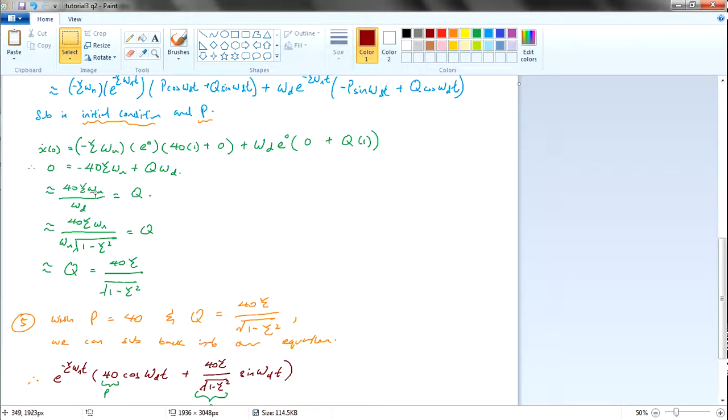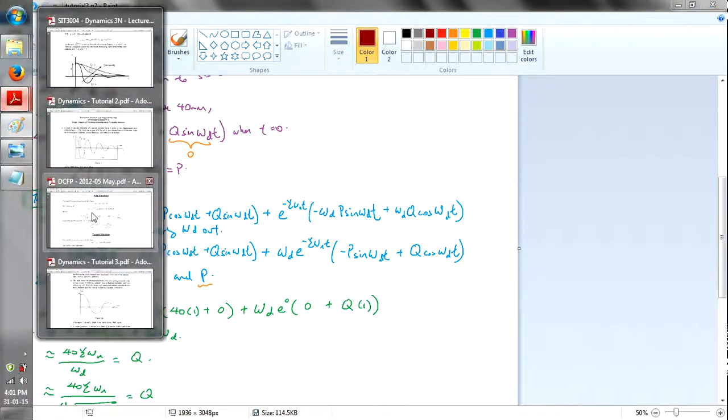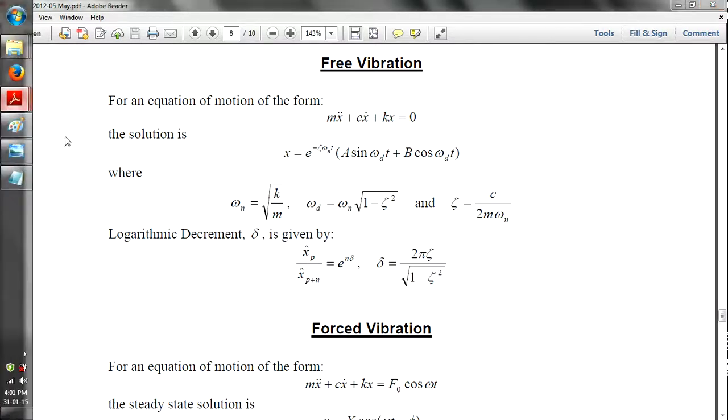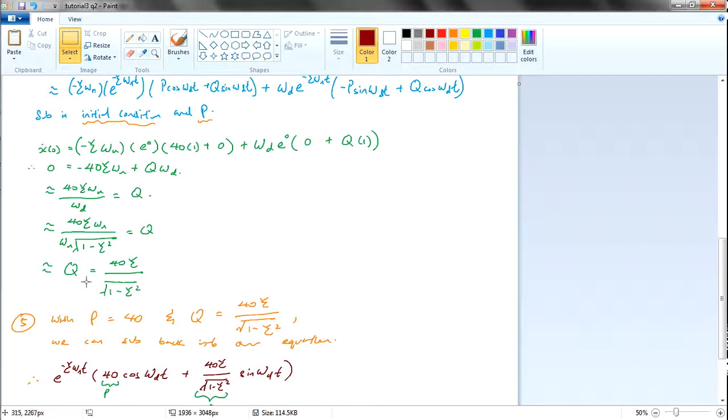Take note that this is Wn and this is Wd, the damped frequency and natural frequency. They are both inside the equation itself. Wd and Wn, take note, this is a very important one. Once you rearrange and sub in Wd, you get this equation. You cancel out the Wn, and you get Q is equal to this equation.